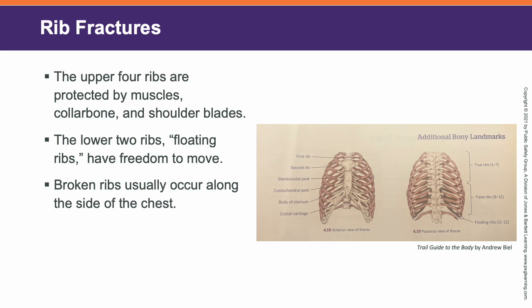And most broken ribs are going to occur on the side of your chest, out here in your ribs, not in the front. These would not be considered fractures of the rib because it's the cartilage. Most of the fractures themselves can really only happen on the bone itself out here on the side.